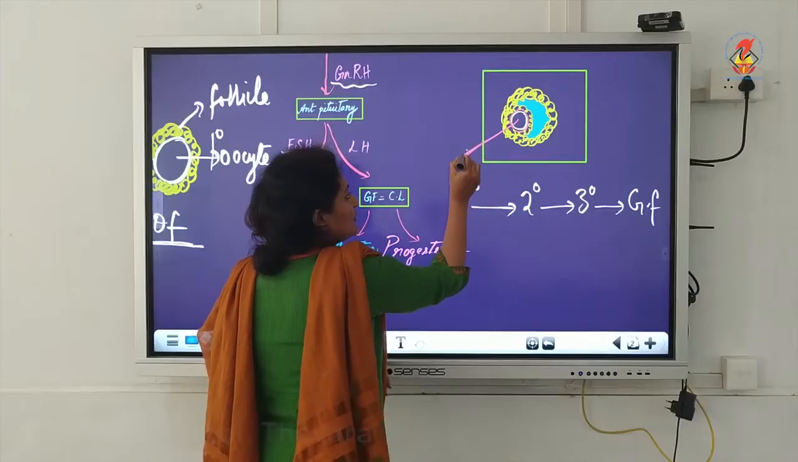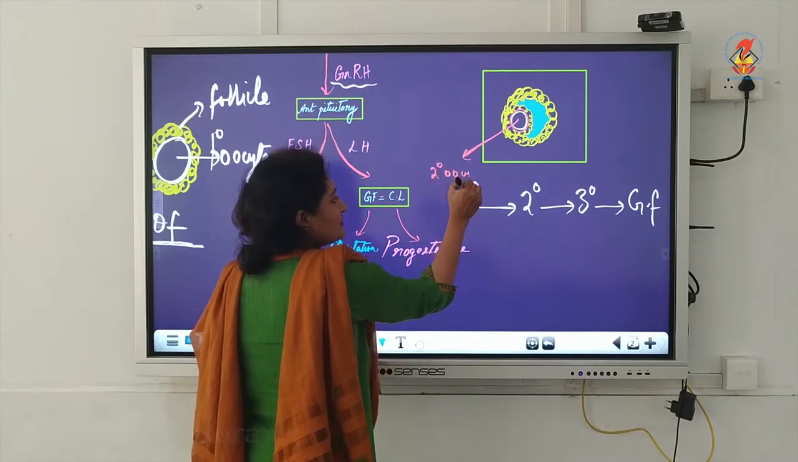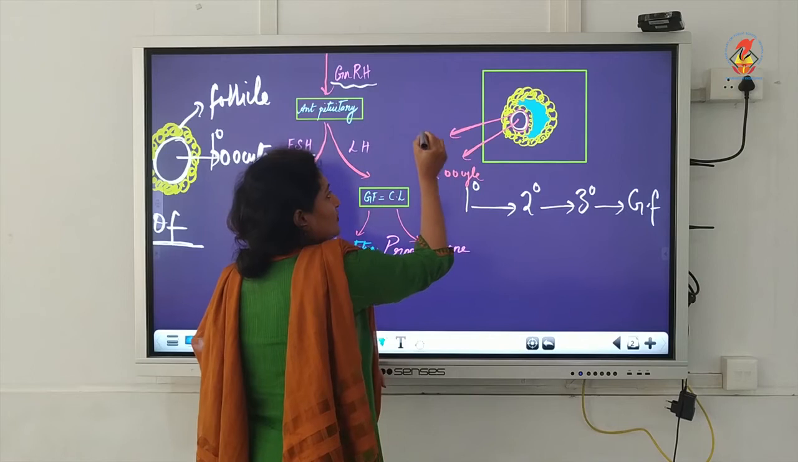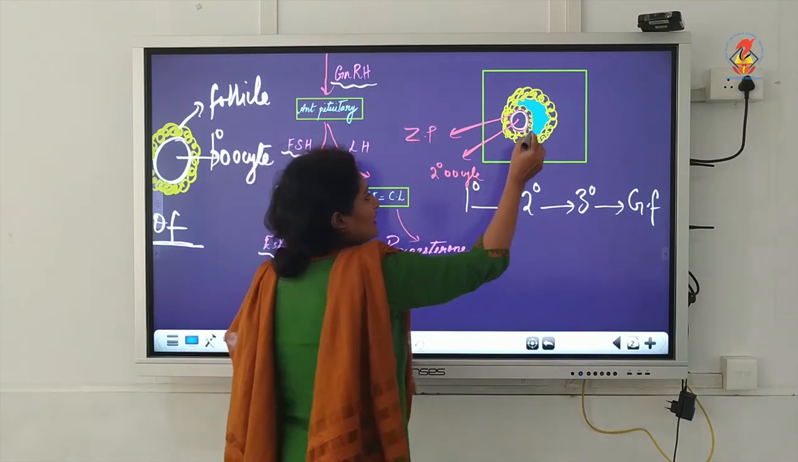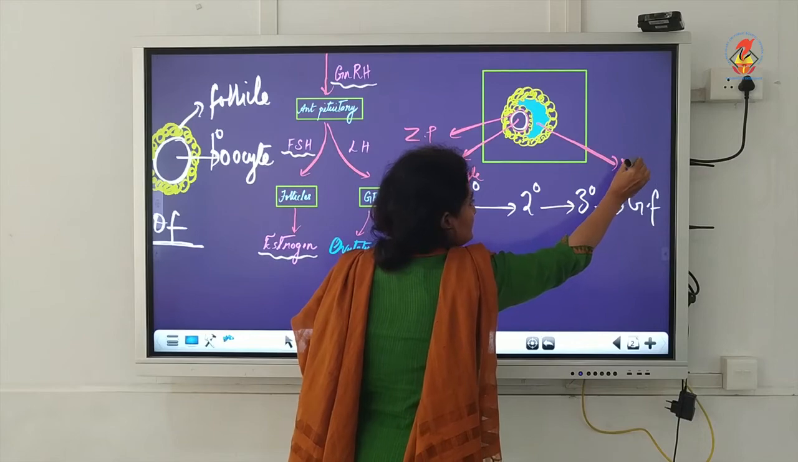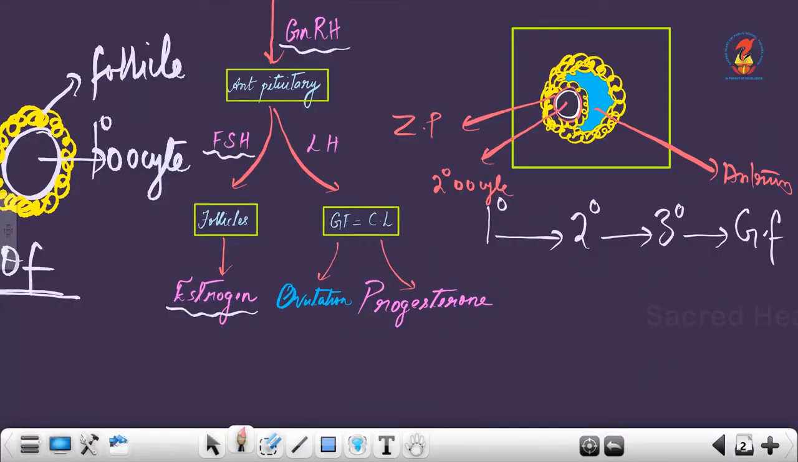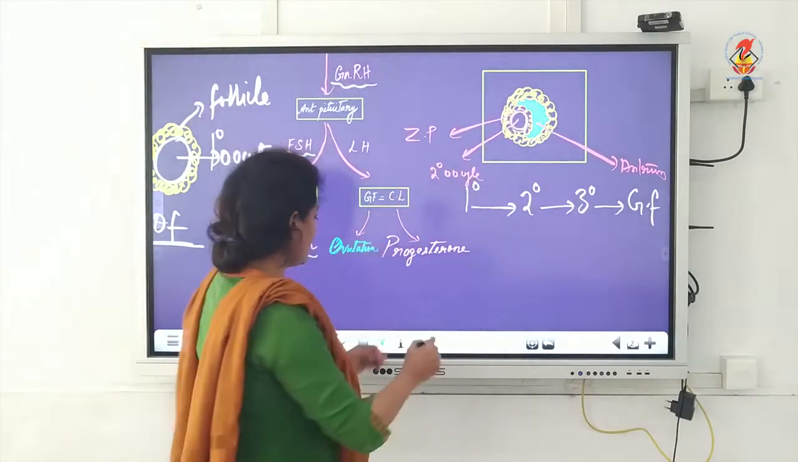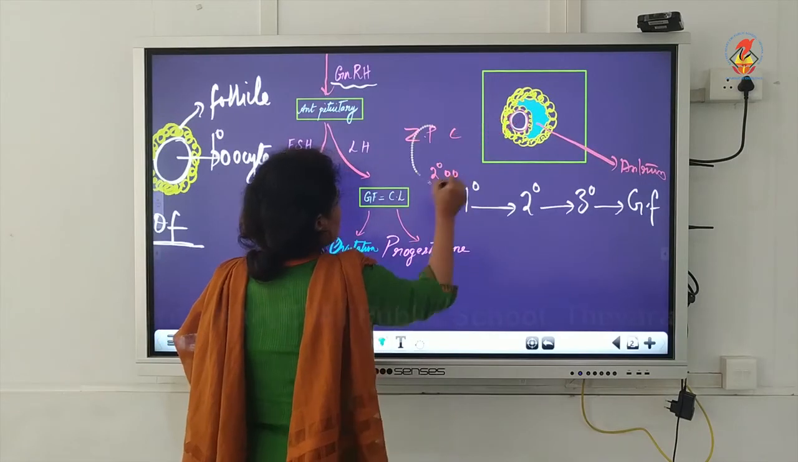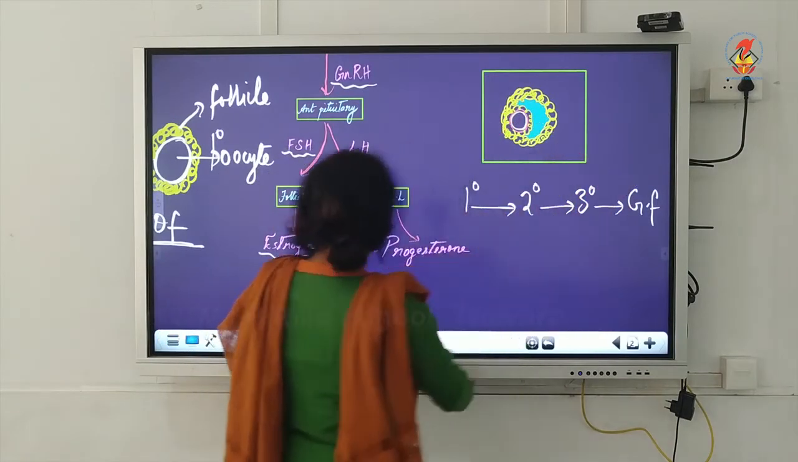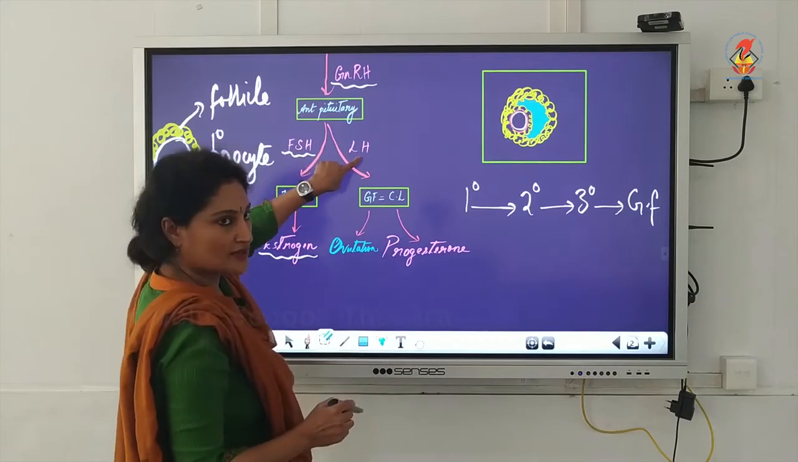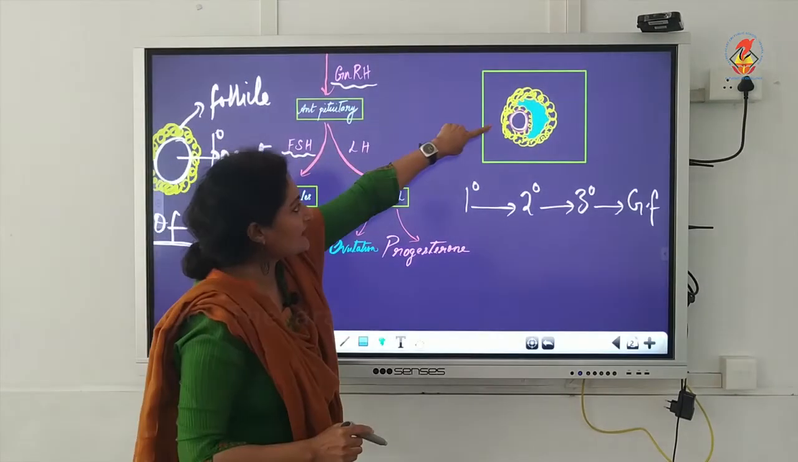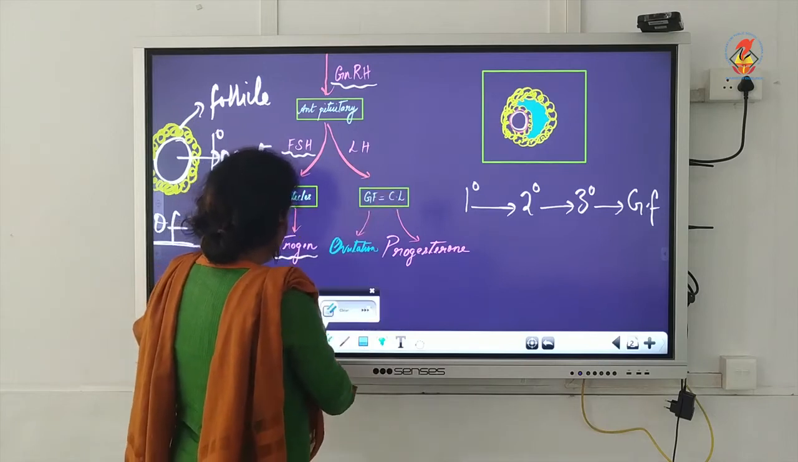This is the secondary oocyte. Then it is surrounded by the zona pellucida. Then we have the antrum, and the follicular cells are arranged in two layers, the outer theca and inner theca, or theca interna and theca externa. So this is the representation of a Graafian follicle. Now here what happens is, this LH, the luteinizing hormone, stimulates the Graafian follicle to rupture.